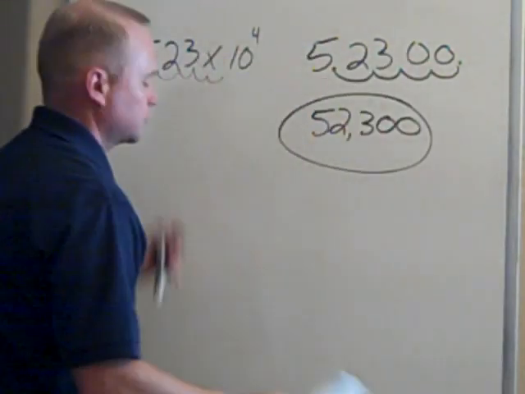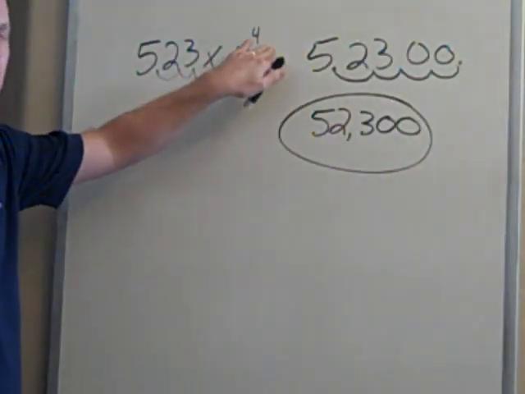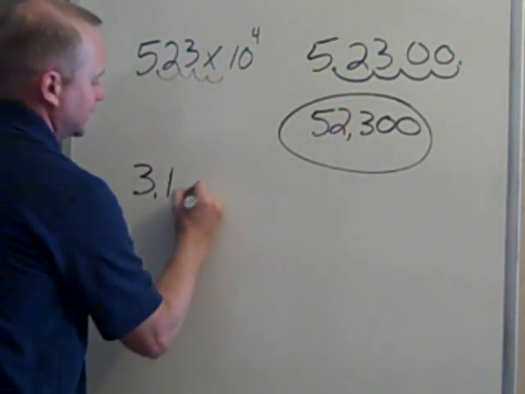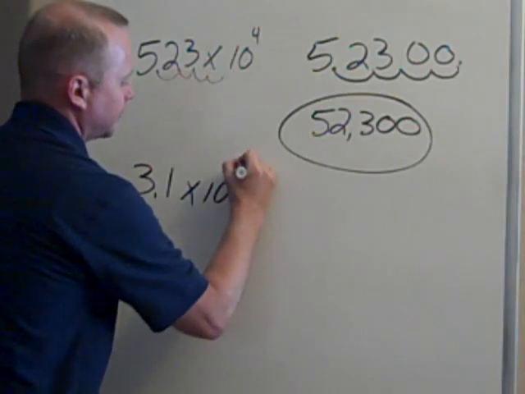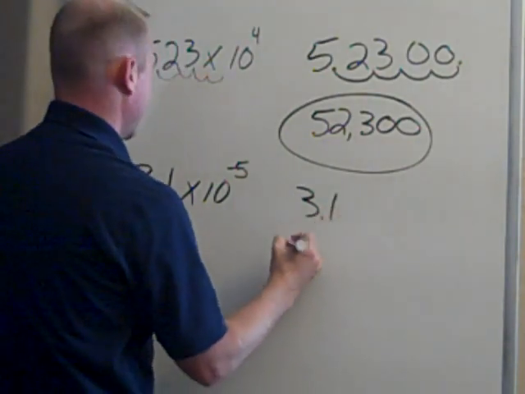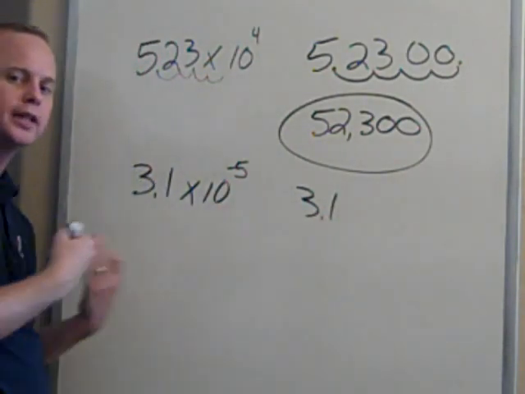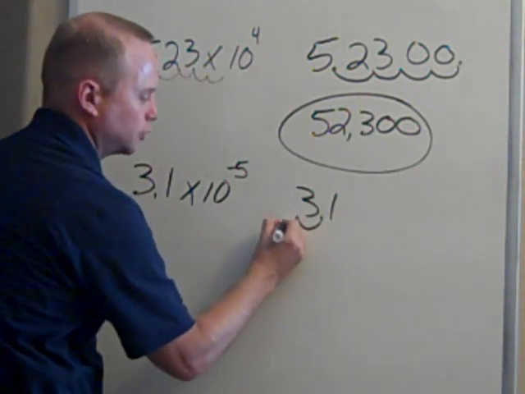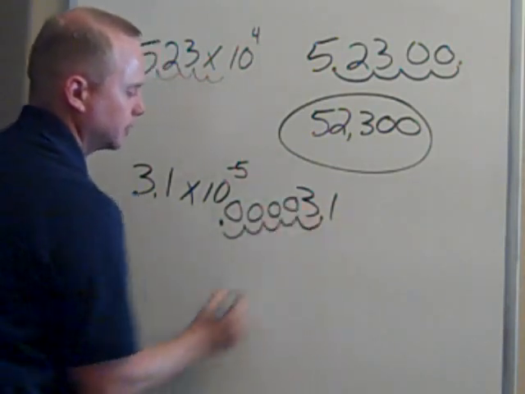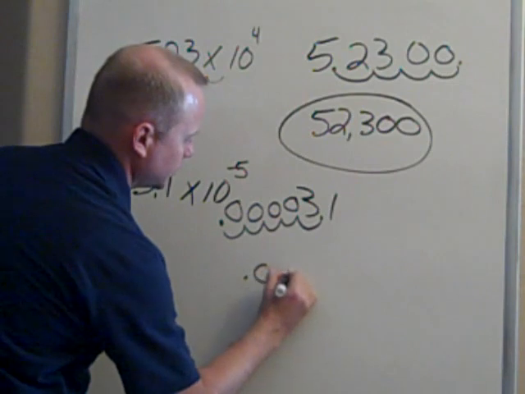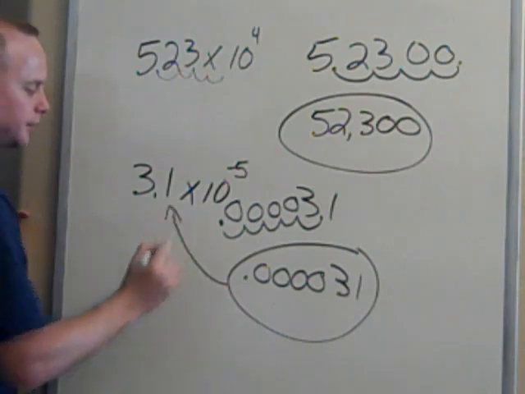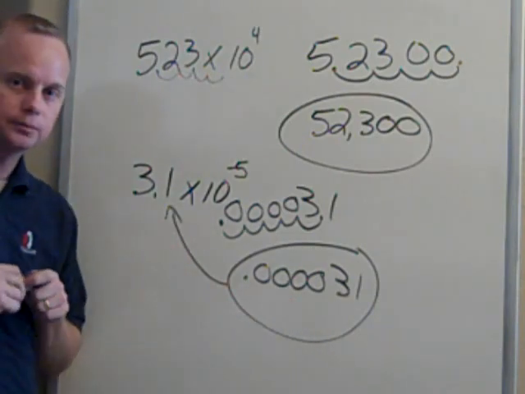Now, notice on this one, I'll leave that one up for the moment, it's a positive exponent, so we went to the right. Let's do one with a negative exponent. We'll go 3.1 times 10 to the negative 5. So again, I'm going to write this number here, 3.1, and it's negative 5. Since it's negative, I'm going to go to the left 5 spaces. 1, 2, 3, 4, 5. I'll put my new decimal there, and I'll fill in the rest, all these zeros here. So this answer here is actually 0.000031. Here it is in scientific notation. There it is as just a plain old decimal.